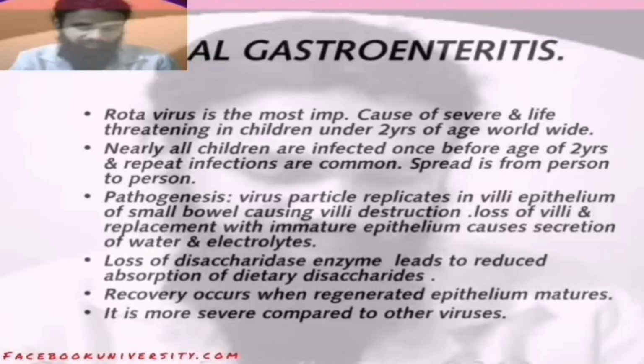Viral gastroenteritis. Rotavirus is the most important cause of severe and life-threatening diarrhea in children under 2 years of age worldwide. Nearly all children are infected once before the age of 2 years, and repeated infections are common. Spread is from person to person.